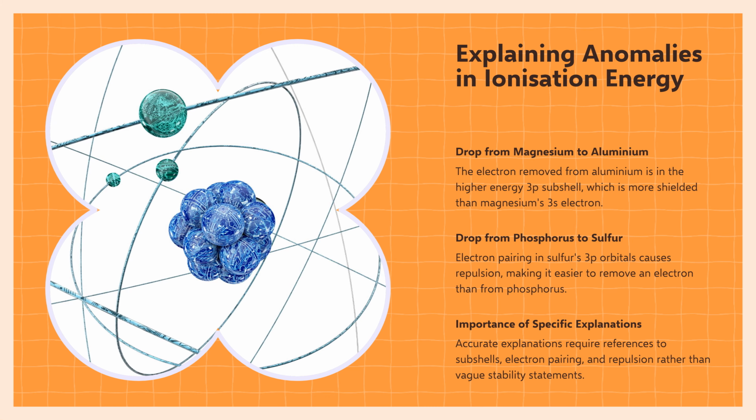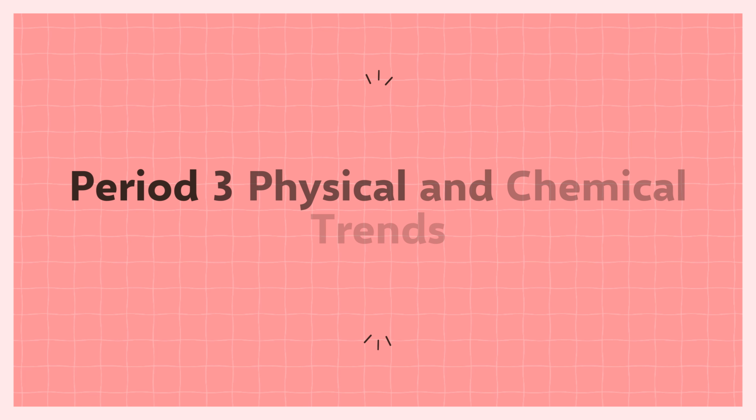The drop from phosphorus to sulfur is due to electron pairing in the 3p orbitals. In sulfur, one orbital contains a pair of electrons, and the repulsion between paired electrons makes it easier to remove one. Melting point and electrical conductivity, oxides and acid-base character, exam skills, data analysis, and summary.